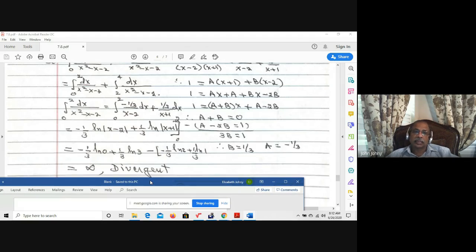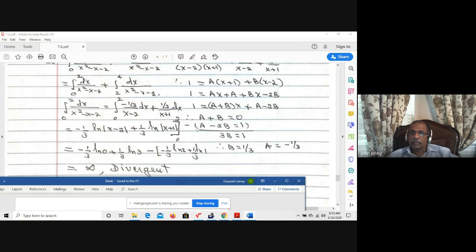Anyhow, the integral is divergent because there is a natural log of x minus 2 there. Of course, this term is positive and this term is negative. It doesn't matter. When you substitute 2 there, natural log of x minus 2 becomes natural log of 0, which is negative infinity. So this is divergent. Please notice this mistake, but that does not affect the answer. So the answer is that the integral is divergent.